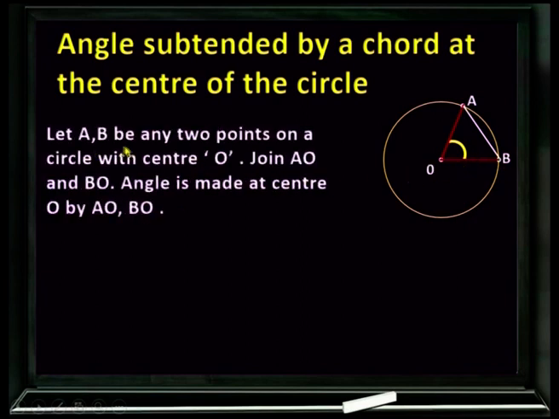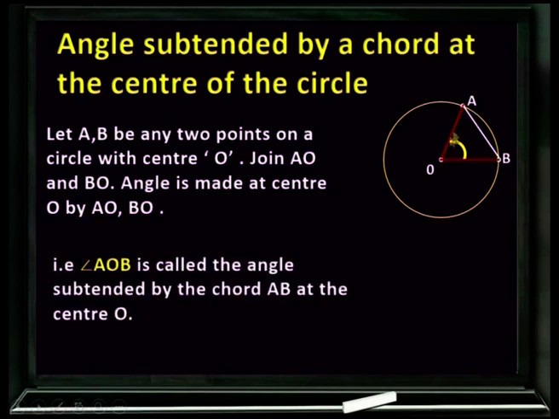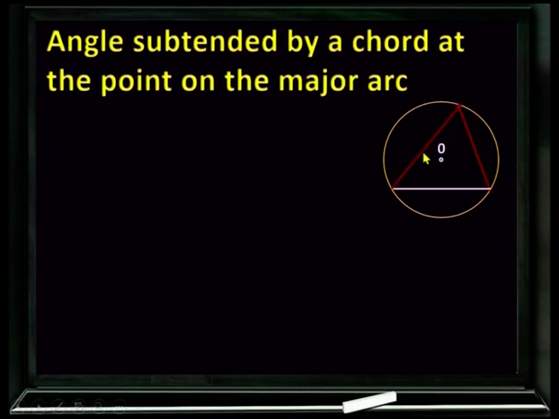Now, let A and B be any two points on a circle with center O. Join AO and BO. The angle is made at center O by AO and BO. Then angle AOB is called the angle subtended by the chord AB at the center O.